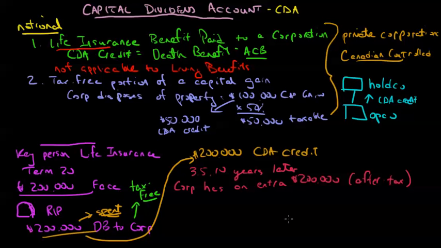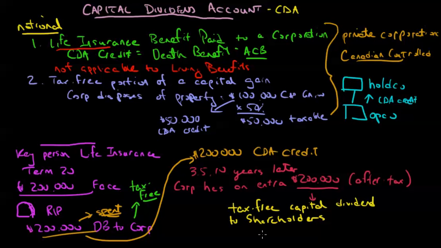That is, they would get that money and it would be subject to the dividend gross up and dividend credit regimes. But in this case, because we have this CDA credit that we've never used, we're now going to take this $200,000 and we're going to pay this out as a tax-free capital dividend to our shareholders. That is, the corporation just writes a check for $200,000. The shareholders get that full $200,000. They don't have to pay 1 cent of tax on it.